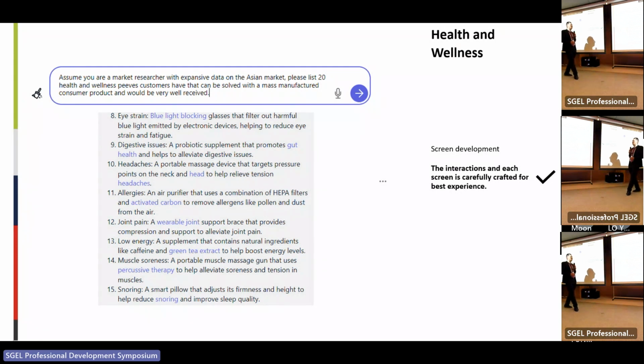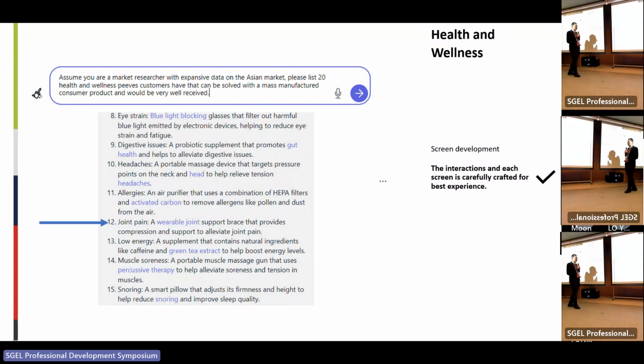So what if we give it a prompt like, assume that you're a market researcher with expansive data on the Asian market. Please list 20 health and wellness problems or peeves that customers have and that can be solved with mass manufactured consumer products and would be very well received. So I'm basically asking for products straight off the bat. But what it comes back with is really interesting because some of them might be real, but some of them might not be. And then you can drill further to ask for real examples.